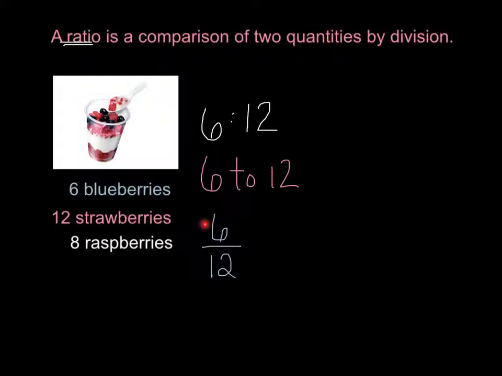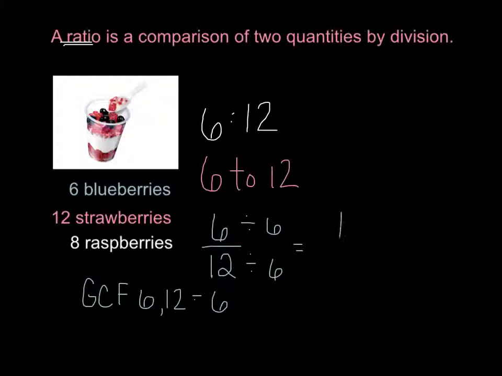Now, one thing we need to mention is that ratios are often expressed in simplest form. So if we're looking at the fraction of this ratio, which is 6/12, we need to make that into simplest form. We can do that by finding the GCF of 6 and 12, which is 6. So we can divide both the numerator by 6 and the denominator by 6. And this ratio in simplest form is 1 to 2. So for every 1 blueberry, there are 2 strawberries.